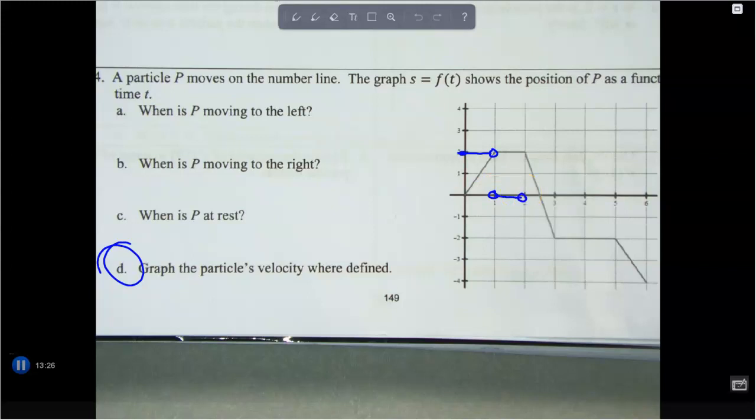And then I'm going down 4 over 1, so negative 4. And then 0 here because we're flat. And then negative 2 in that last part. How does that make sense?